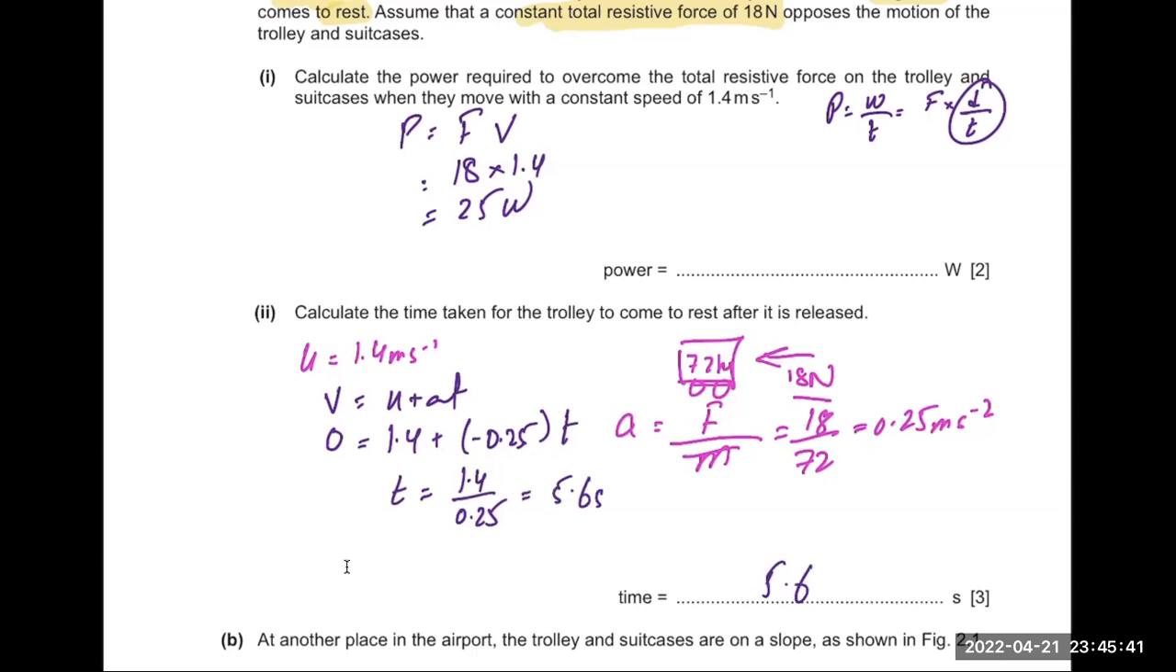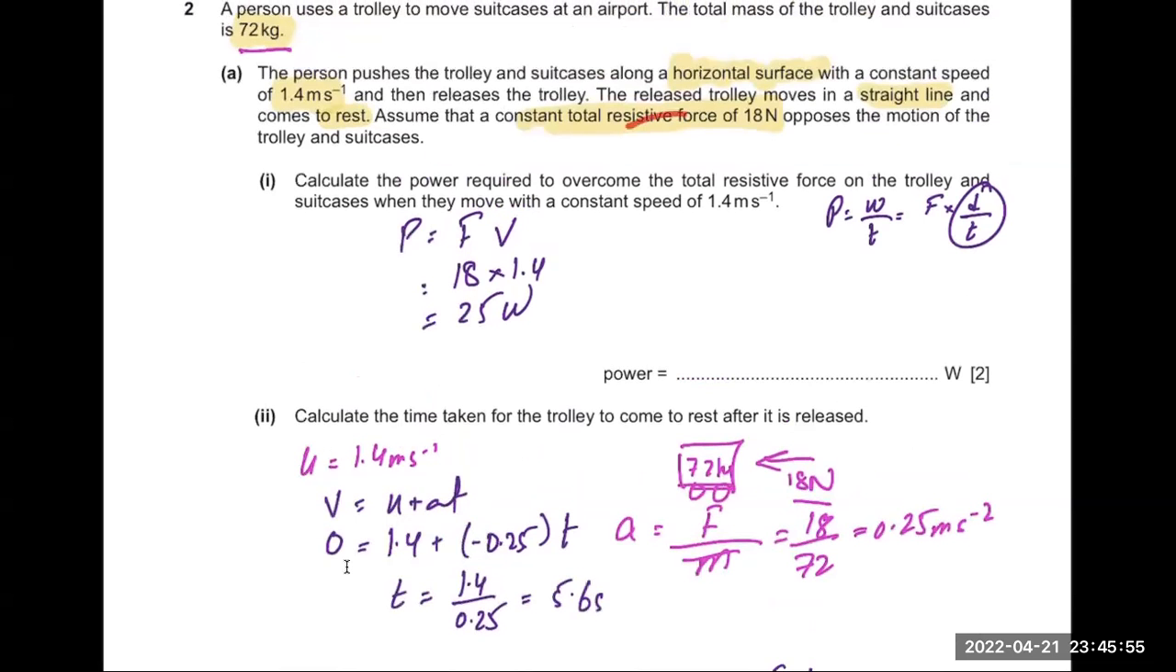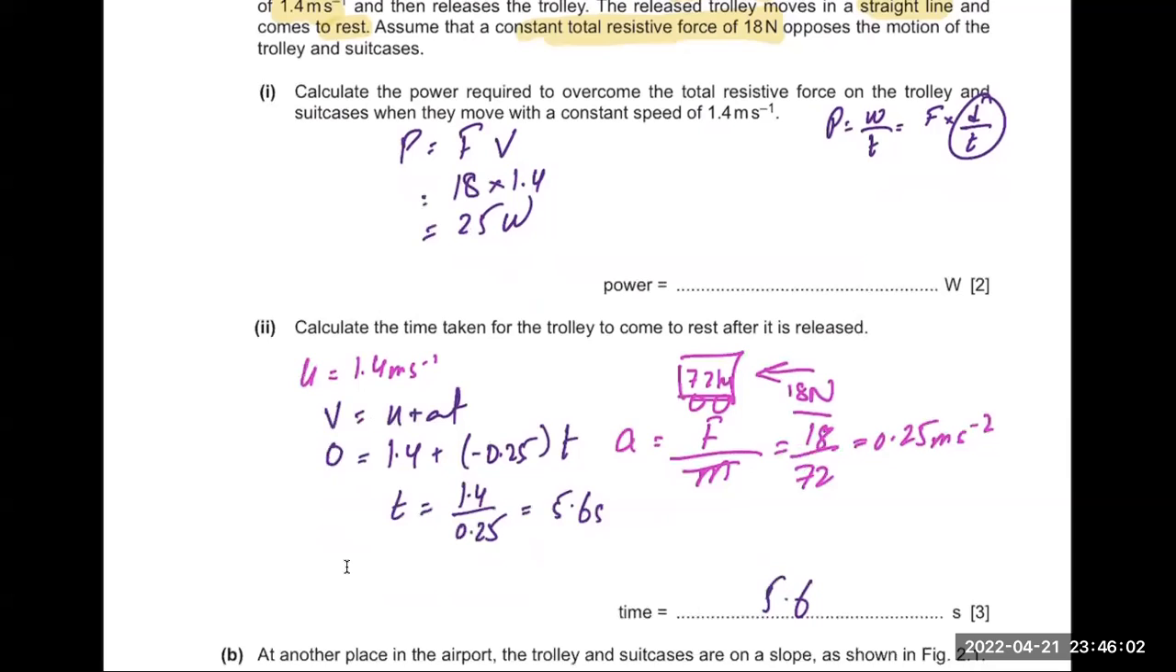5.6. Sir, why 18? That is the friction force. I was confused. Shouldn't we use the forward force minus friction? No, because we need to calculate the time taken for the trolley to come to rest. The trolley comes to rest after it is released. So once it's released, Sami, there is no forward force. Sorry, there's only a backward force, the resistive force. So we can only use this, and this is what makes it stop. This is what causes this deceleration. Clear?